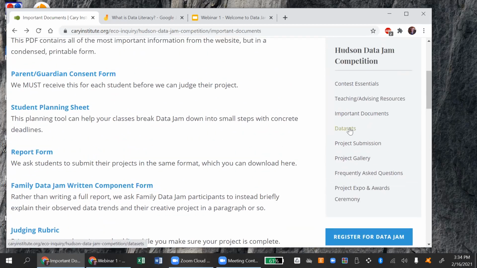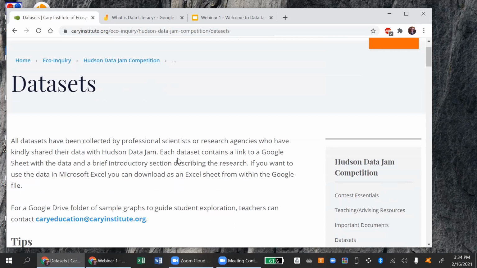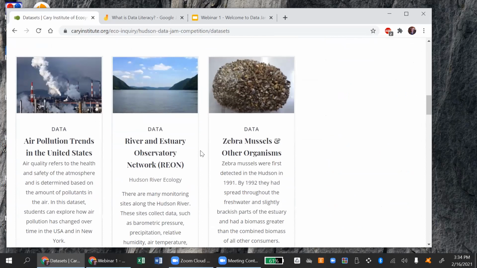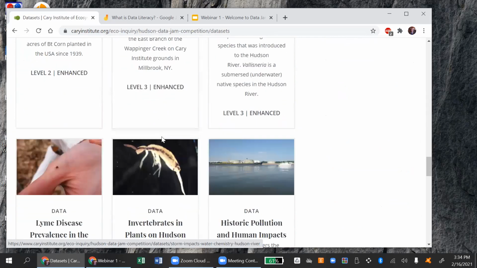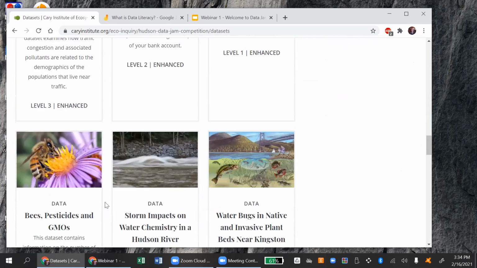And then the fun part, or one of the fun parts, is the datasets website. This is a great place to bring your students at the very beginning and have them go through and see what topics really jump out at them and capture their attention. As you can see, there's a photo with each data set. Here's one on zebra mussels. There's one on Lyme disease. There's all these different topics.